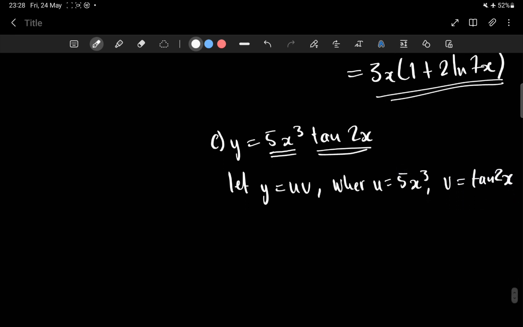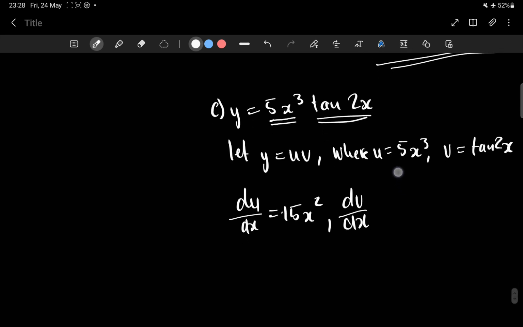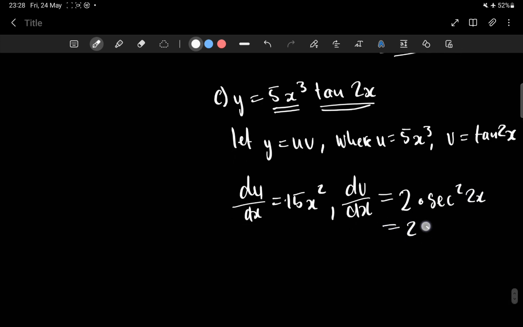So you can say where u is equal to 5x cubed and v is equal to tan 2x. You can now say du dx derivative is going to be 3 times 5, 15, x to the power of 2. Reduce the power by 1. And you can say dv dx, derivative of tan 2x, right? What's the derivative of tan x? We know that it is sec squared. So here we are doing tan 2x. We first differentiate it, so it's going to be derivative of 2x is 2 times derivative of tan 2x. Now it is sec squared 2x.